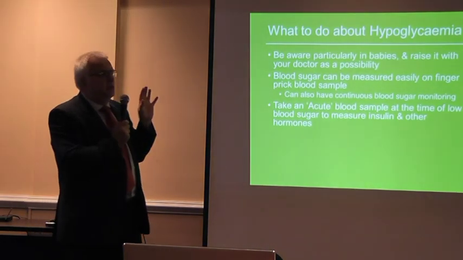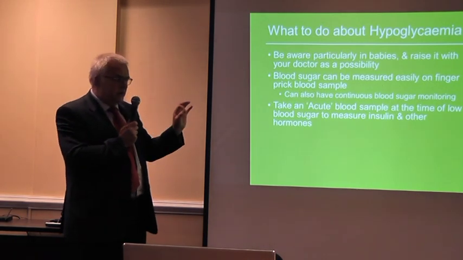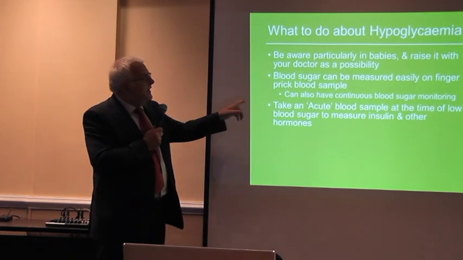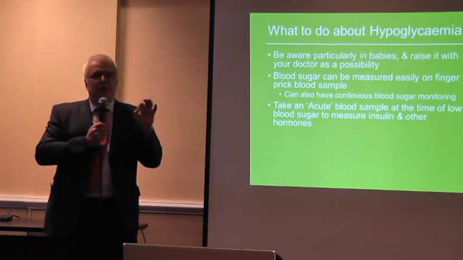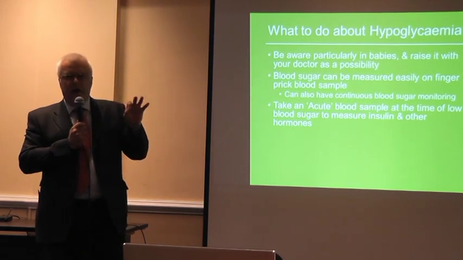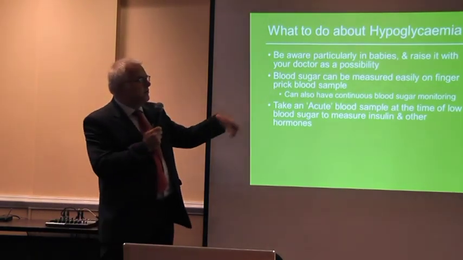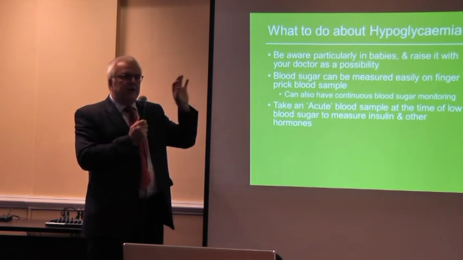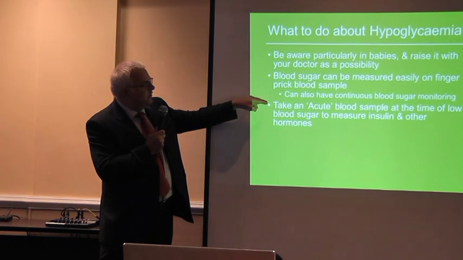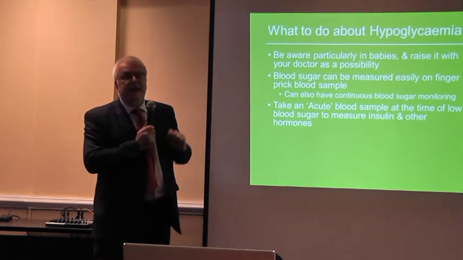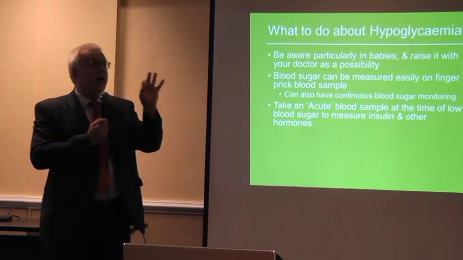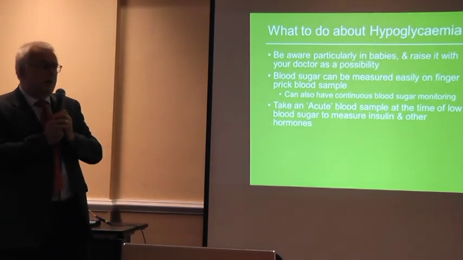Now, if there is a worry about low blood sugar, one of the key things for us from a medical point of view is what we call the acute blood sample, which is a blood sample being taken when the child has a low blood sugar, because you can then measure all of the hormones to see which one is causing the problem. And if you have an acute sample where the blood sugar is low but the insulin is too high, you can immediately make a diagnosis of HH, hyperinsulinemic hypoglycemia.